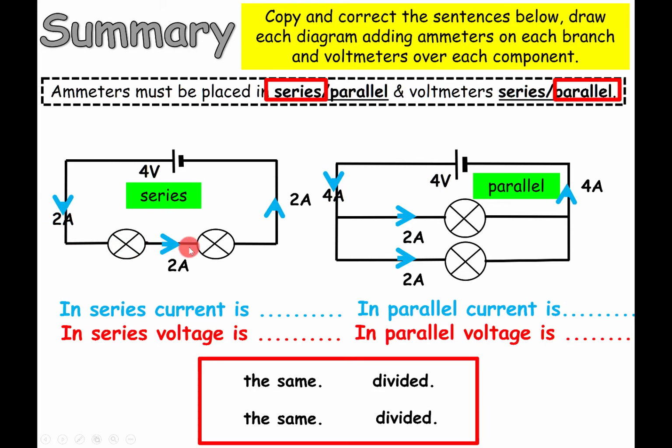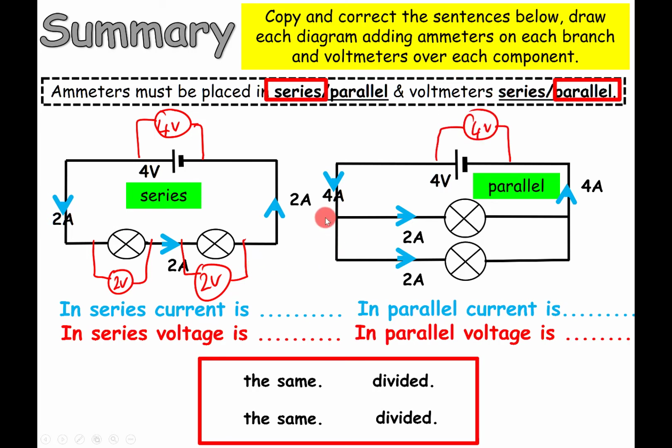In series, the current is the same everywhere in a circuit. So 2 amps comes in, it's 2 amps here, it's 2 amps here, it's 2 amps here. Everywhere in the series circuit, the current is the same, right? But the voltage is what's getting shared. 4 volts across the cell is shared: 2 volts, 2 volts here. So the 2 volts and 2 volts add up to the 4 volts.